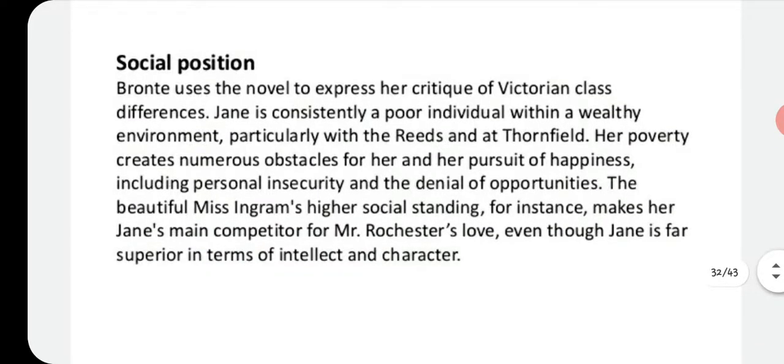And social position is another theme. Bronte uses the novel to express a critique of Victorian class differences. Jane is consistently a poor individual within a wealthy environment, particularly with the Reeds and at Thornfield. Her poverty creates numerous obstacles for her pursuit of happiness, including personal insecurity and denial of opportunities. So social position always matters in the novel Jane Eyre.